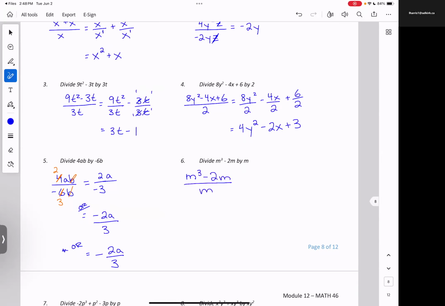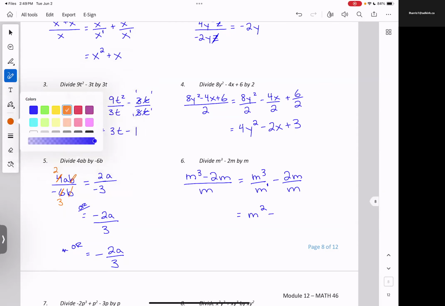All right, next one, we've got m to the power of 3 minus 2m being divided by m. So step one, let's split up that denominator. And then we'll do each of those divisions individually. So we've got m to the power of 3 divided by m to the power of 1. That gives us m squared. And then minus, our m's would just cancel here. So we end up with just minus 2.